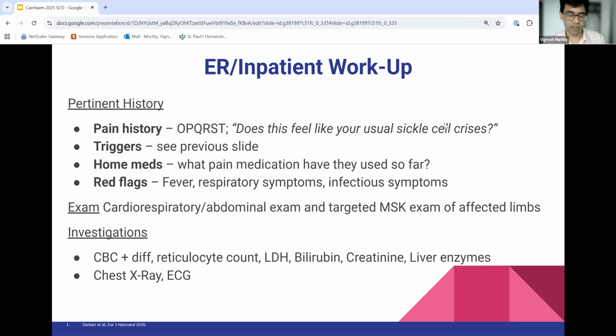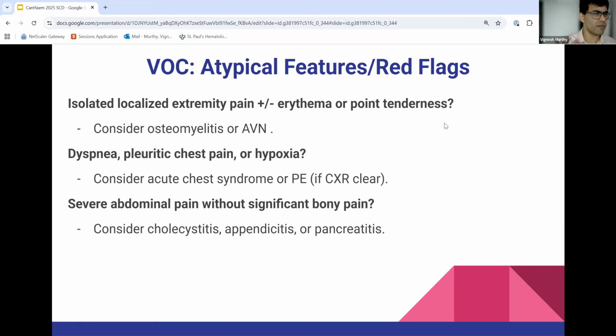The investigations are also relatively quick. Some basic blood work, chest X-ray, and ECG. That's really it. That's all that's really required up front, unless there's some red flag or something else that's unusual. So what are those atypical features, red flags?